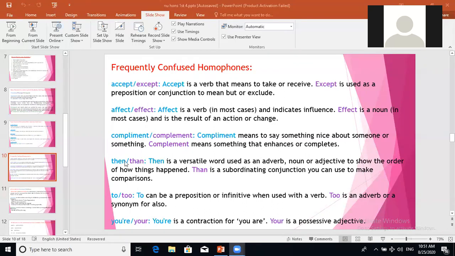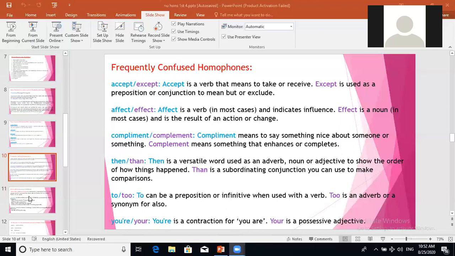Then. This then is an adverb, this than is a preposition, sometimes a conjunction. Then is a versatile word used as an adverb, noun, adjective to show the order of how things happen. Than is a subordinating conjunction you can use to make comparisons. In comparatives, like he is taller than I. To can be a preposition or an infinitive when used with a verb. Too is an adverb or a synonym for also. Your. This you're is a contraction for you are. Your is a possessive adjective. So have you got the differences?